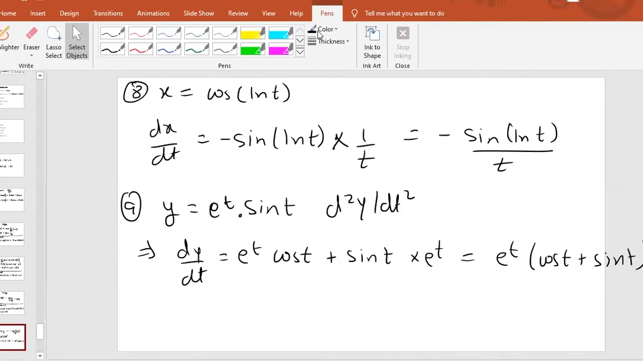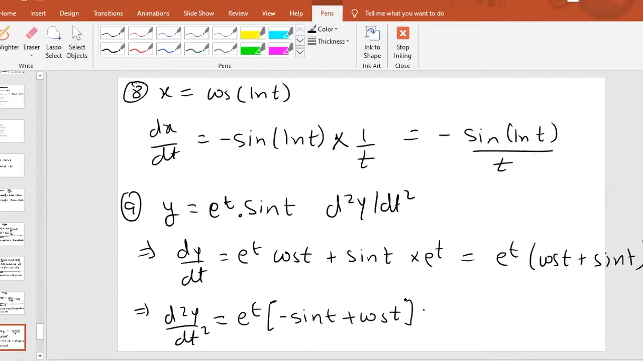That is dy by dt. Now again we have to differentiate this, so we have double differentiation, d square y by dt square. That would be equal to what? Again it has two functions. E power t as it is, differentiation of second function, that would be equal to minus sin t plus cos t.